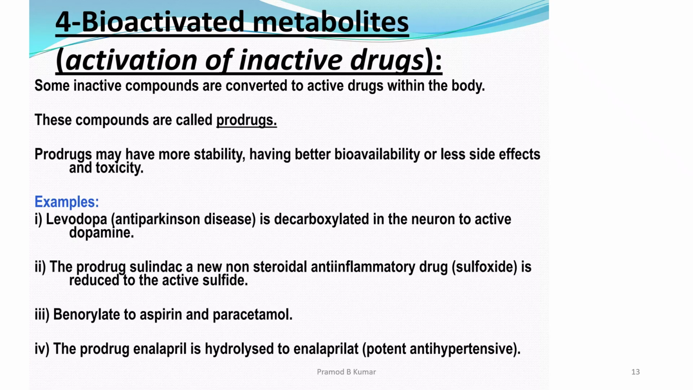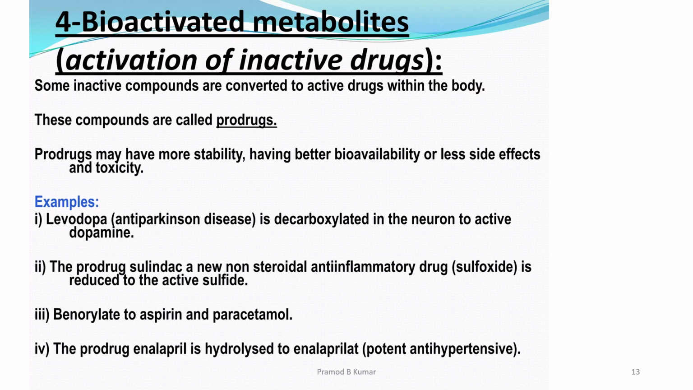Levodopa as such cannot penetrate into the brain, so it has to be decarboxylated. Once it gets decarboxylated, its lipophilicity increases and it enters the brain to show its effect.